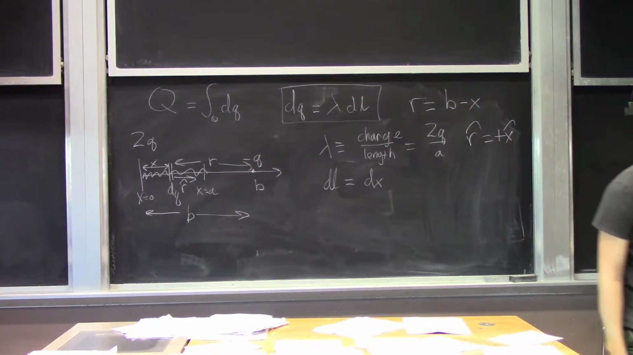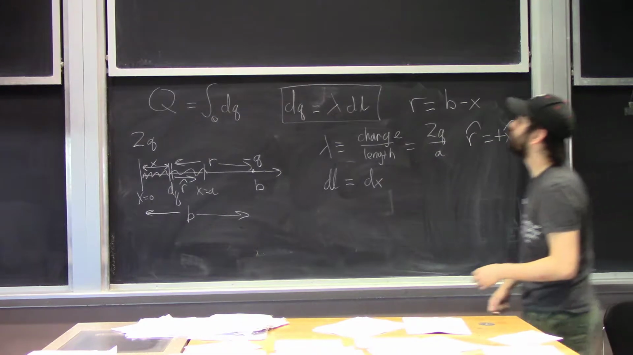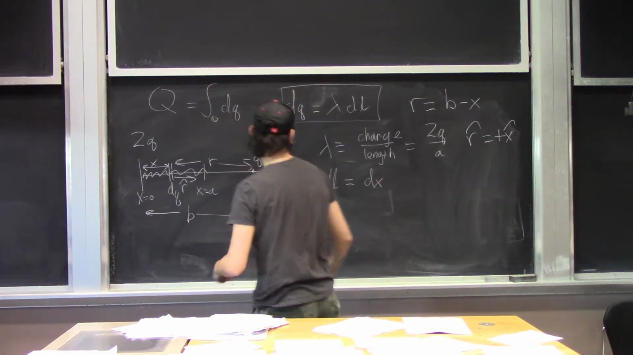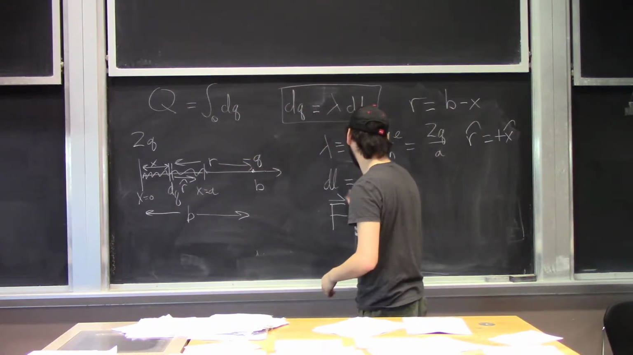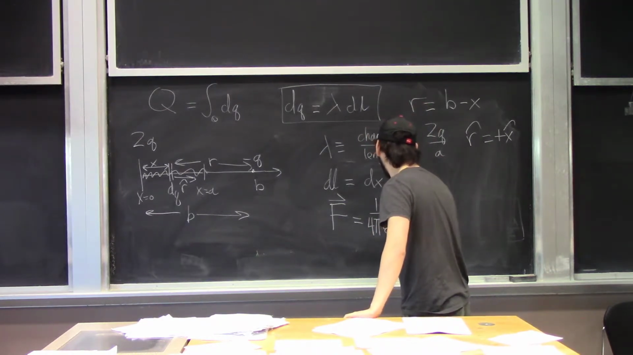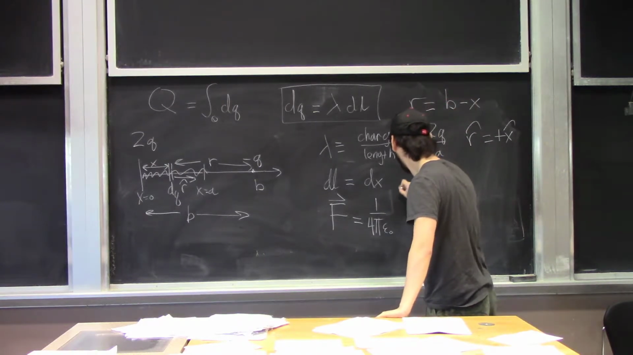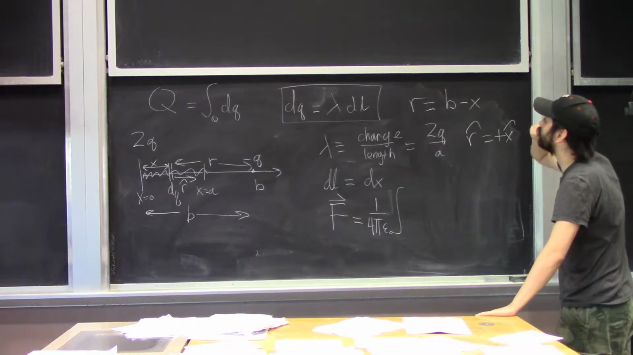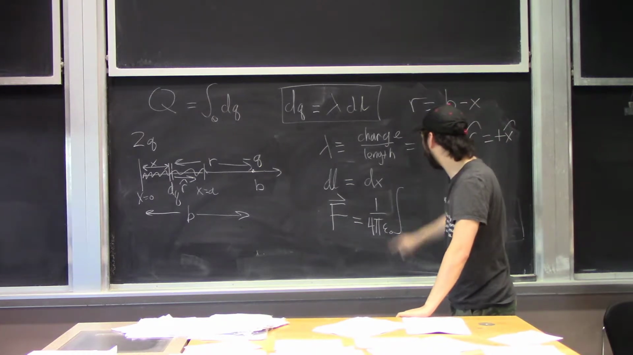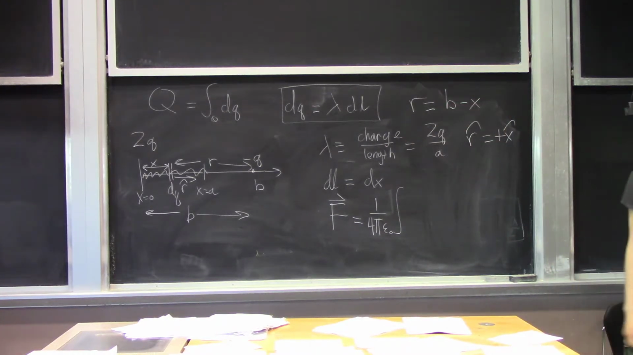Okay? Now, all we need to do is put all of this together in the equation that I wrote here, and I'll integrate both sides. So what we can say is that the force is going to be equal to 1 over 4 pi epsilon naught, and I'll do this in a couple of lines so that you can see all the steps. So this is going to be 1 over 4 pi epsilon naught, the integral from where to where? Where are we integrating from and to?